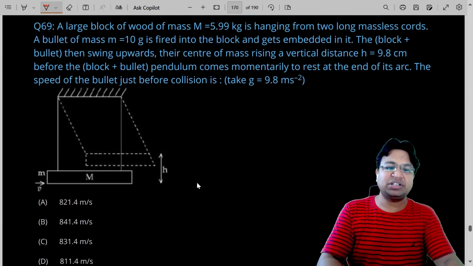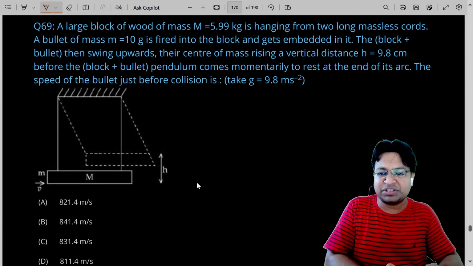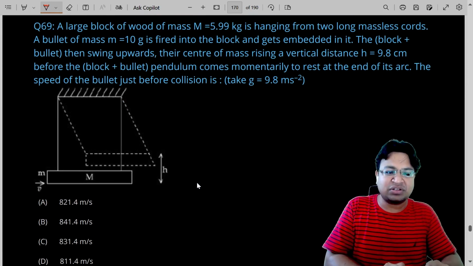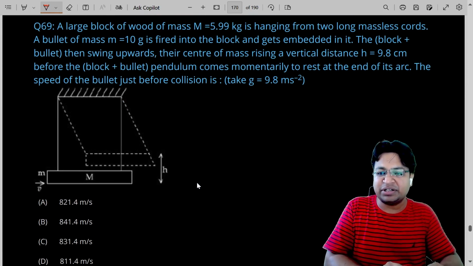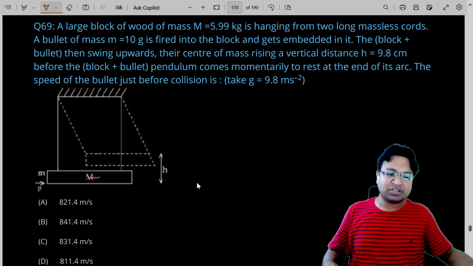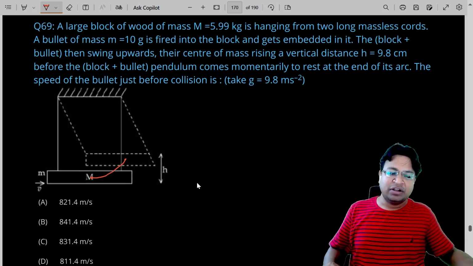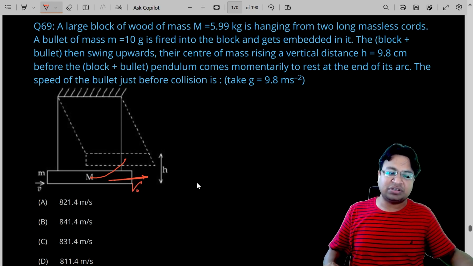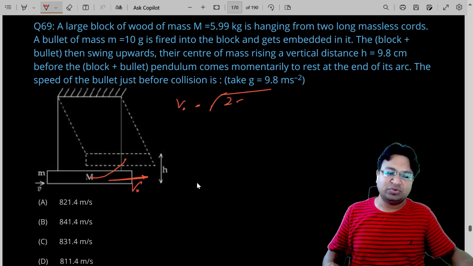Next, we go to question number 69. It says a large block of wood of mass this much is hanging from two long massless cords. A bullet of mass 10 grams is fired into the block and gets embedded in it. The block plus bullet then swings upward. The center of mass rises a vertical distance of this much, which means the speed right after the collision should be root 2gh.